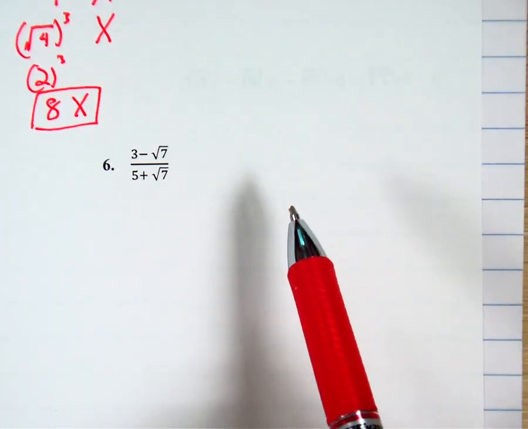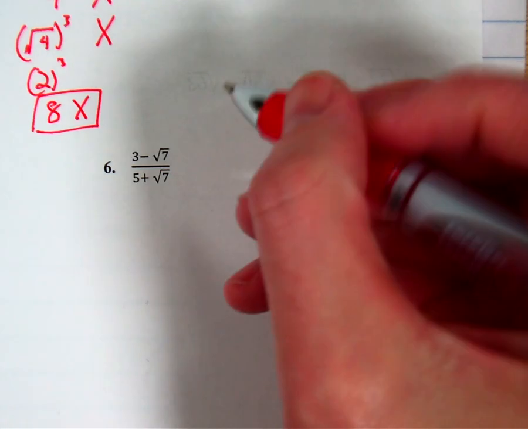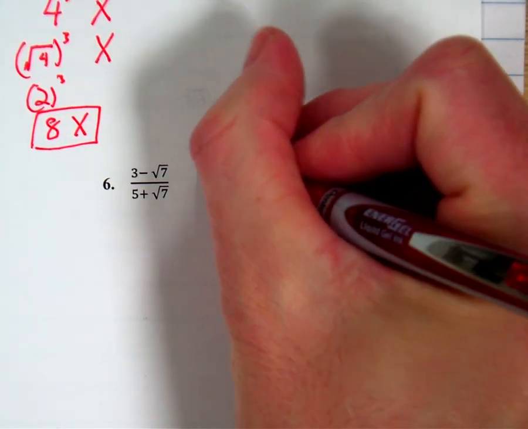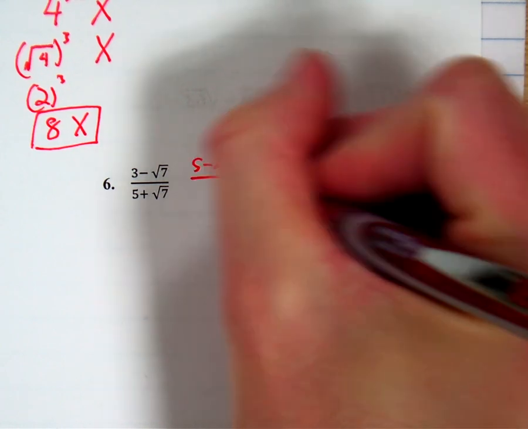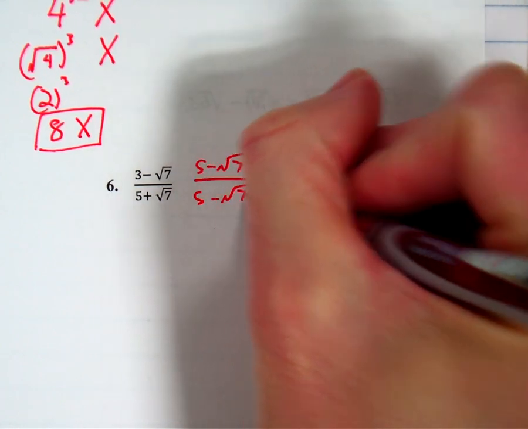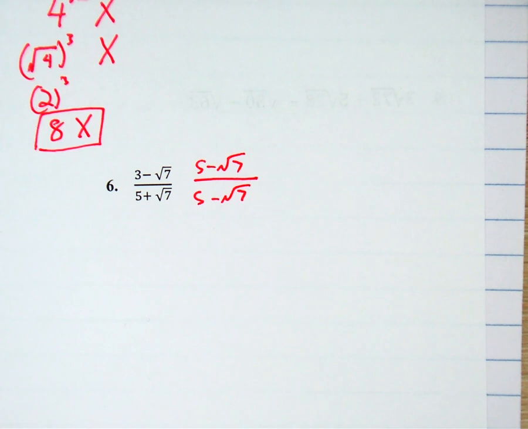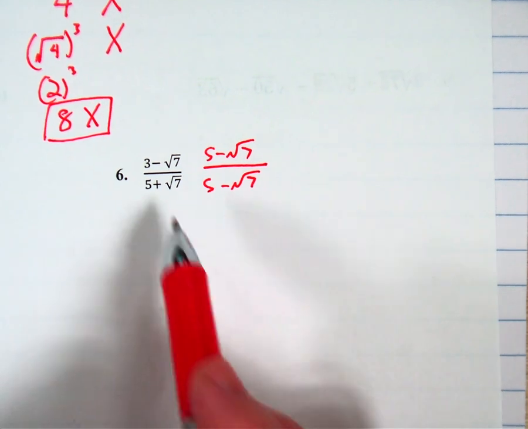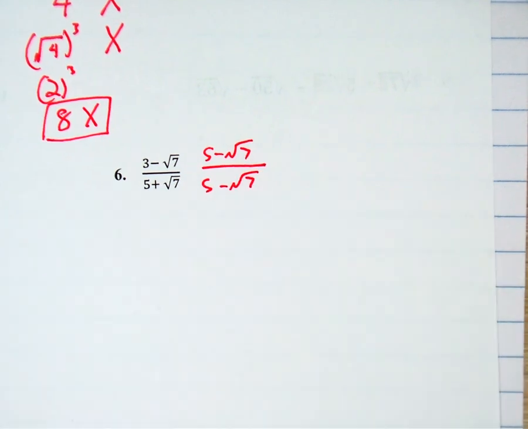Sliding on down. Fixing the denominator. We got 5 plus radical 7. We're going to go 5 minus radical 7, top and bottom. So we picked the same two numbers with the opposite sign. The top's going to happen to be whatever it is. The bottom should be a nice number at the end. That's why we pick it.